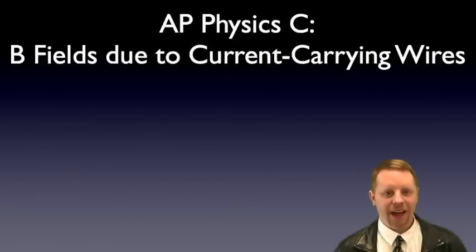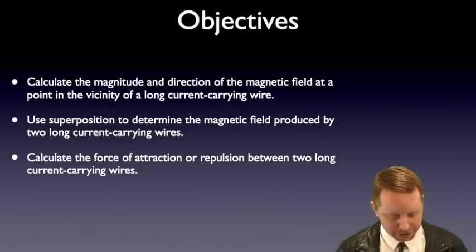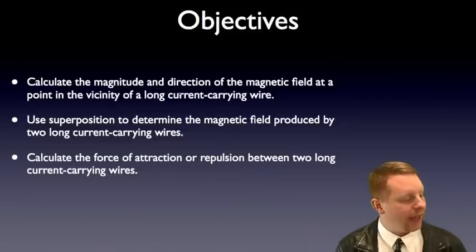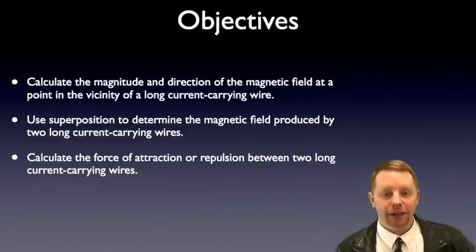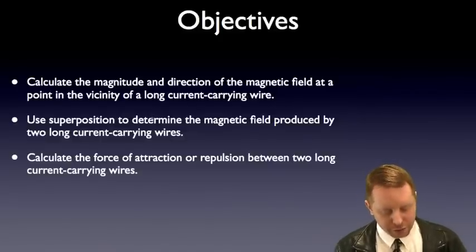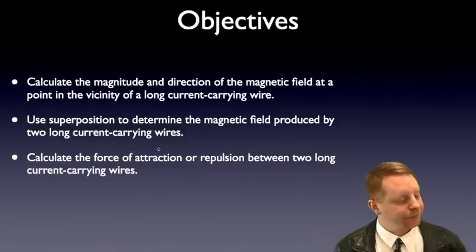Hi everyone, I'm Dan Fullerton, and today I'd like to talk to you about magnetic fields due to current carrying wires. So, our objectives are going to be to calculate the magnitude and direction of the magnetic field at a point in the vicinity of a long current carrying wire, use superposition to determine the magnetic field produced by two long current carrying wires, and calculate the force of attraction or repulsion between two long current carrying wires.